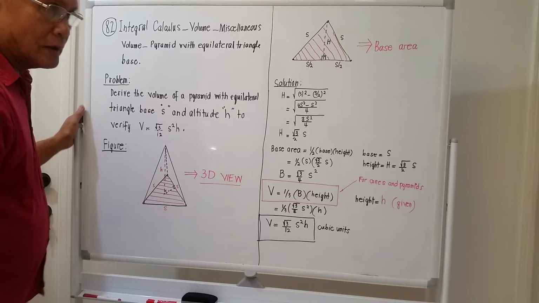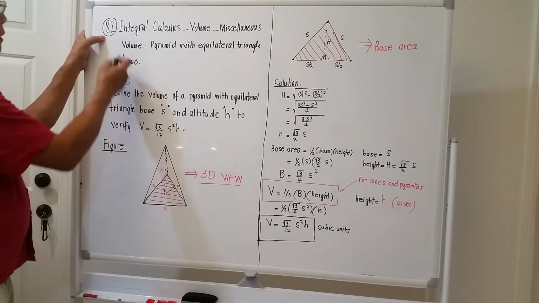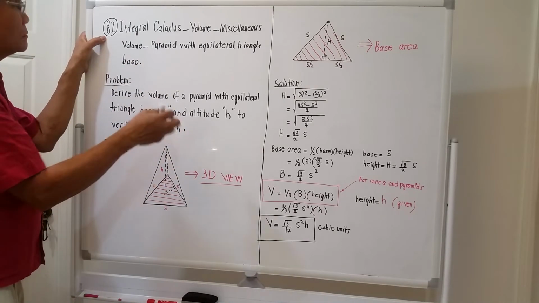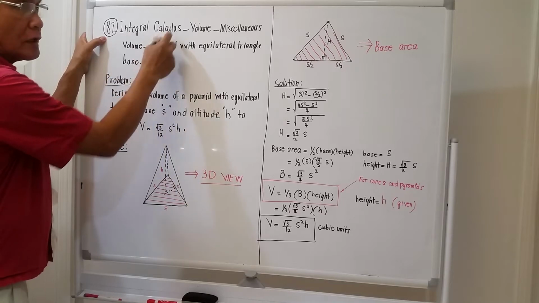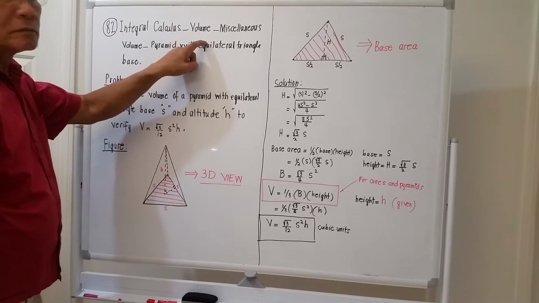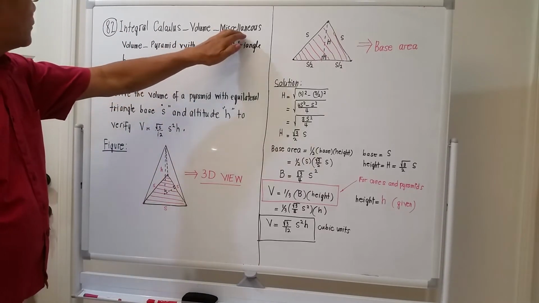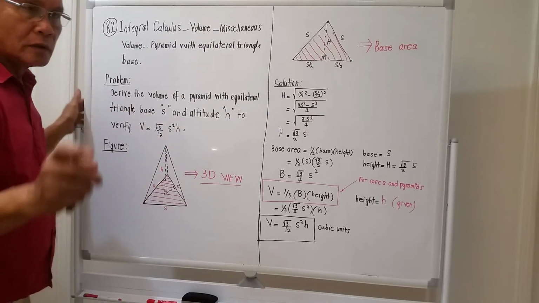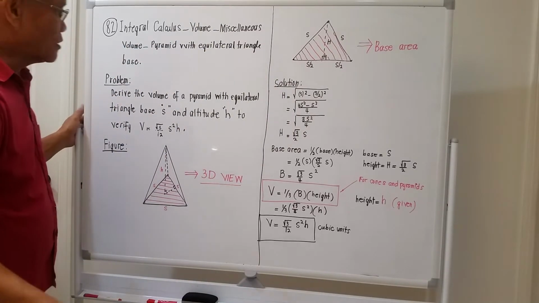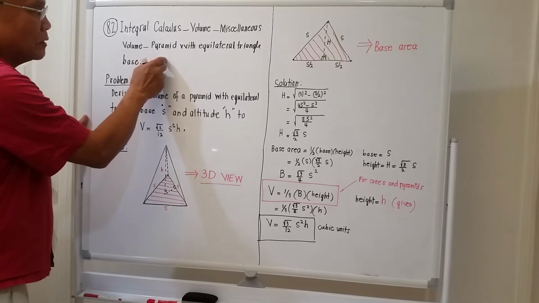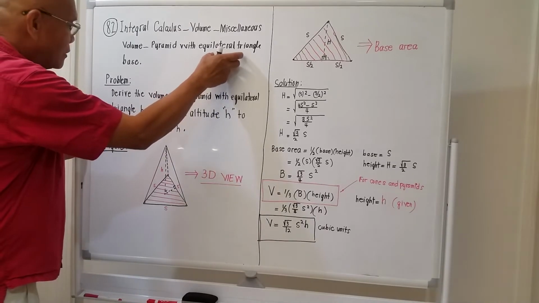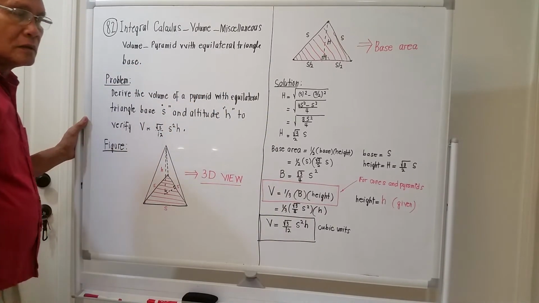Sorry for that one, lesson 82. Lesson number 82, Integral Calculus, volume, under the topic Miscellaneous volume. And the topic for this afternoon will be pyramid with equilateral triangle as the base.